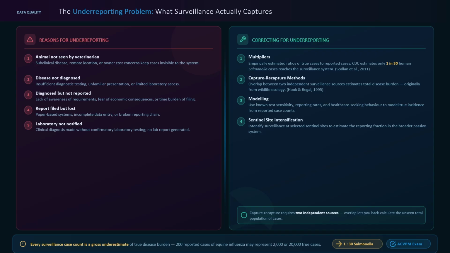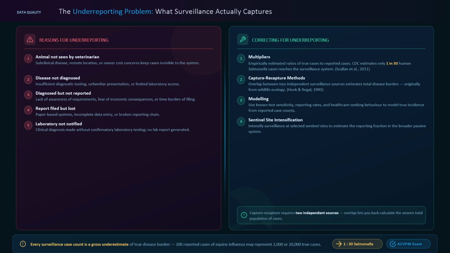The reporting pathway is a leaky pipe, and disease can drain out at every single step. The animal may never be seen by a veterinarian. Subclinical disease, a remote location, or an owner worried about cost. The disease may not be diagnosed because of limited testing, an unfamiliar presentation, or no lab access.